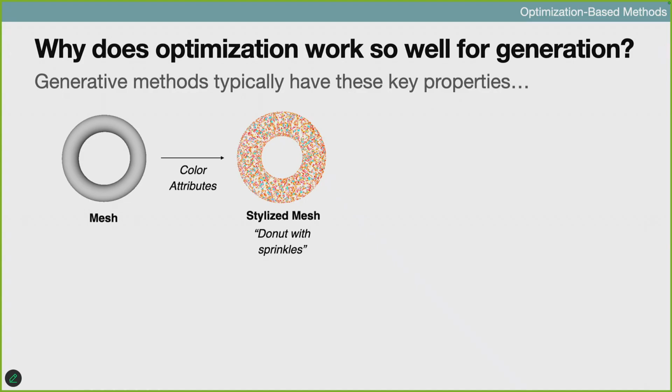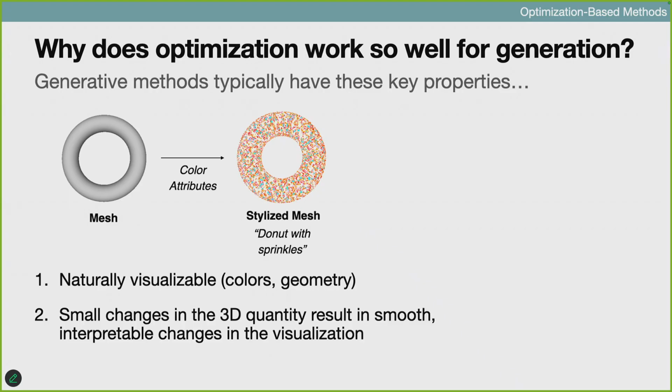So one, they are naturally visualizable. Things like colors and geometry, you can very clearly render and visualize. And two, small changes in those 3D quantities result in smooth, interpretable changes in the visualization. So again, these are the key things that you want to have for whatever you're trying to optimize.